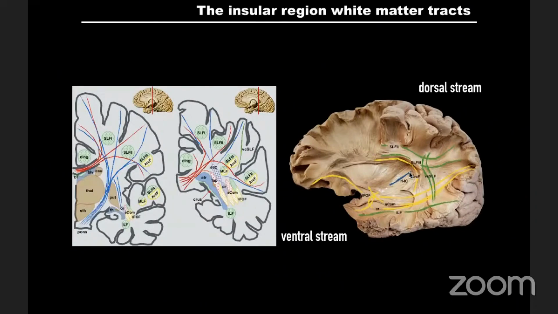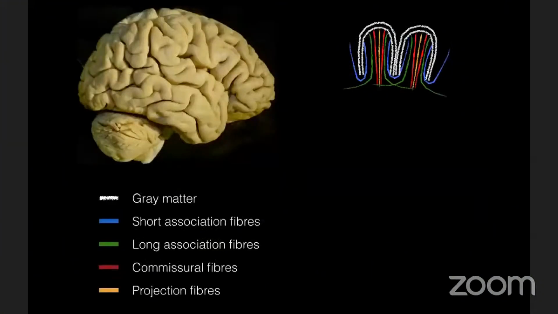So this is the capricious anatomy of these white matter fiber tracts, which is quite influenced again by this telencephalic flexure.